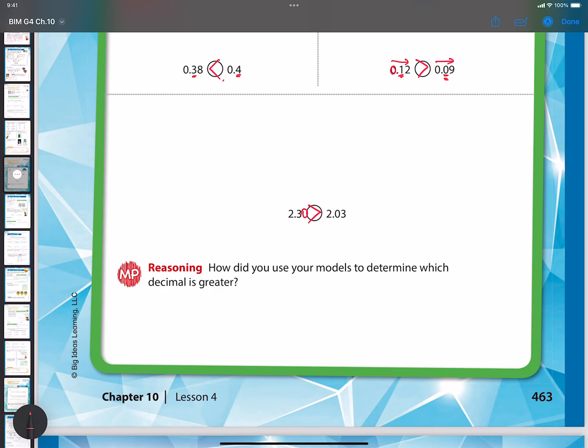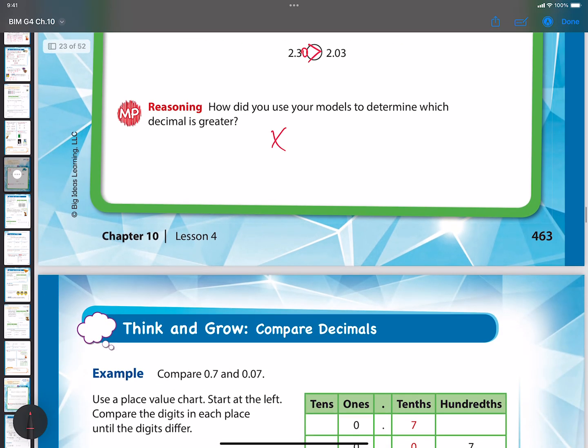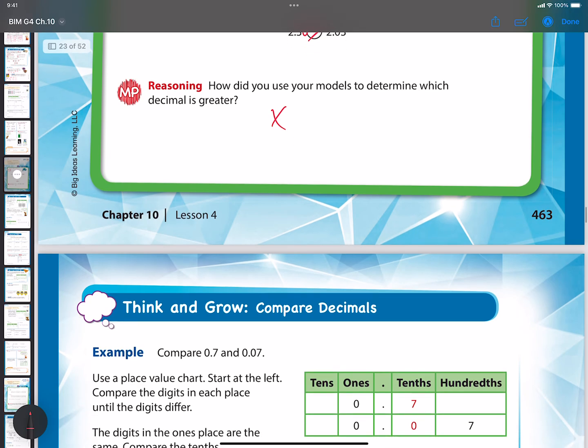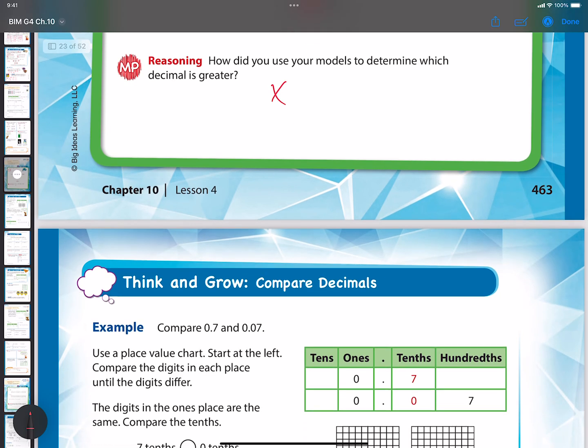I didn't use the model. If you used it, go ahead. But I'm not going to use models. That makes us a little bit more confused, because we already know the place value. We know tenths place is greater than hundredths place. So I'm not going to do this one. If you want to write anything or use any models, go ahead.